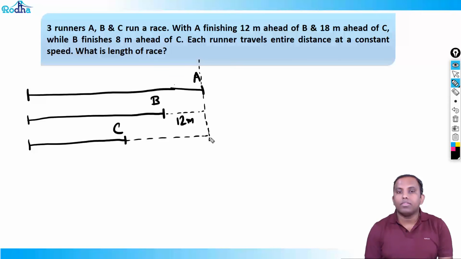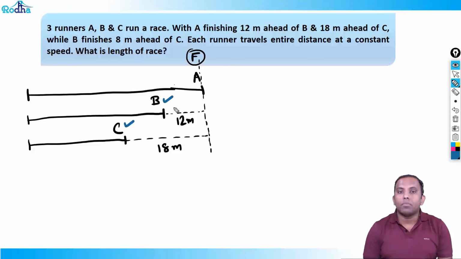When A finishes the race, B is 12 meter behind the finishing line. This is the finishing line. B is 12 meter behind the finishing line and C is 18 meters behind the finishing line. While B finishes 8 meter ahead of C. Now this is important from here. So B finishes 8 meters ahead of C, right? That means right now when A has finished, B is at this point, C is at this point.